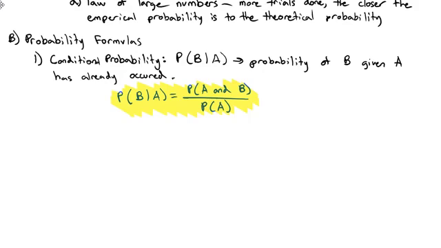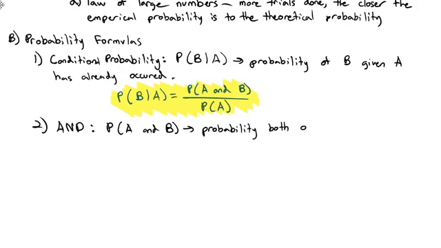That conditional probability formula will be very important to us. We'll do an example here in a minute. But let's go on to the second type of probability we need to know. And that is the AND probability. The probability of A and B is the probability that both occur at the same time or together.